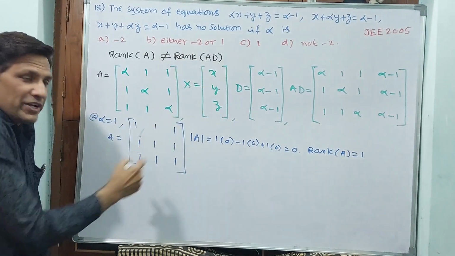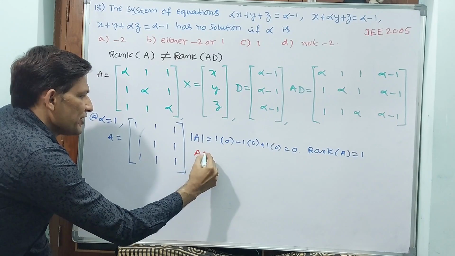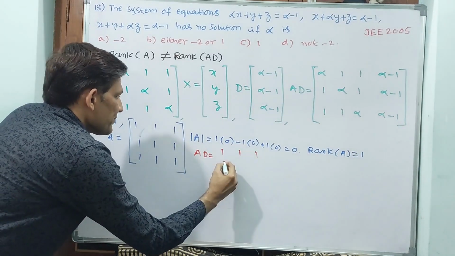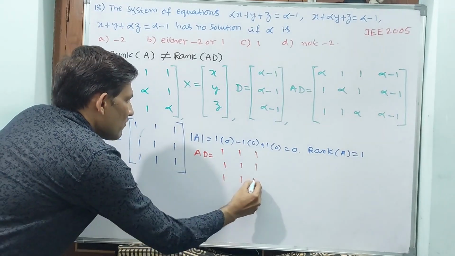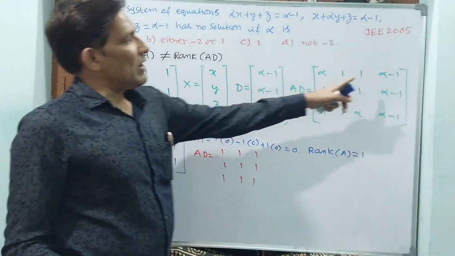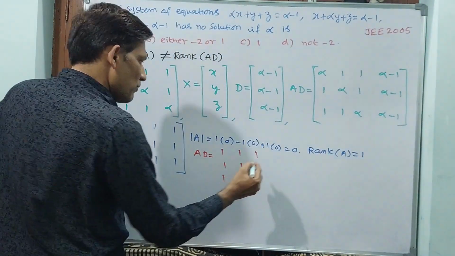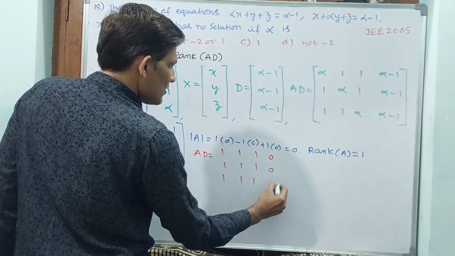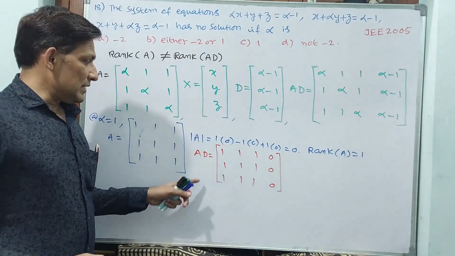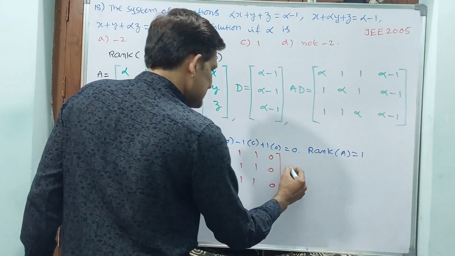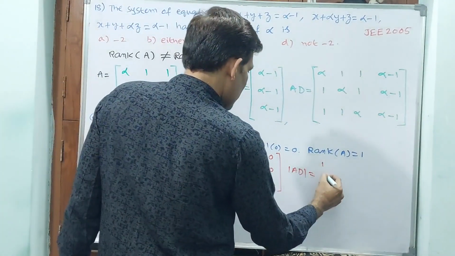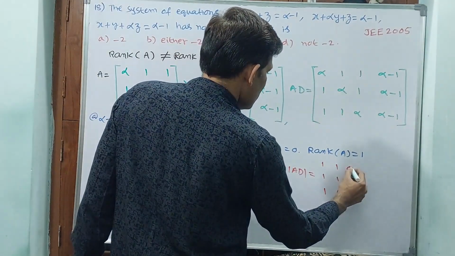Now, go for AD. I am writing here AD. I want to save the time. 1, 1, 1. 1, 1, 1. 1, 1, 1. This also you have to see. At alpha is equal to 1, alpha minus 1 is going to become 0. Then you keep all zeros here: 0, 0, 0. Okay? Now, as usual, for the determinant of AD, I am taking these three: 1, 1, 1, 1, 1, 1, 0, 0, 0.